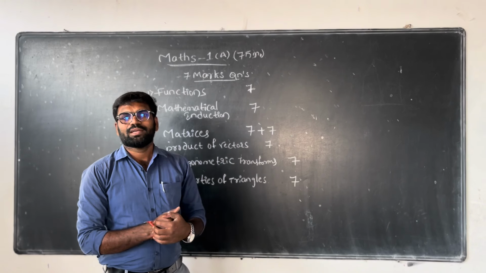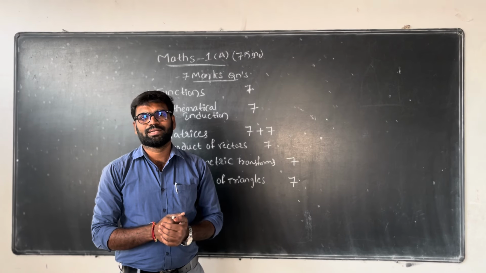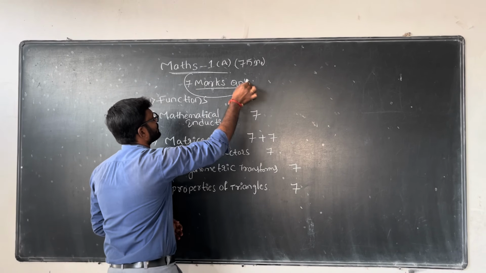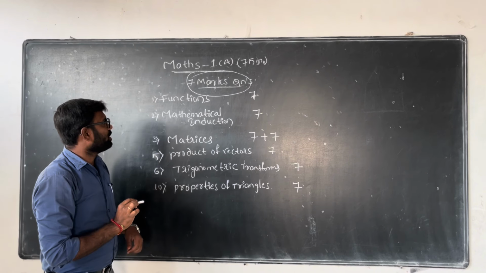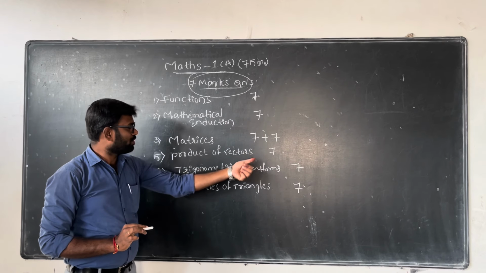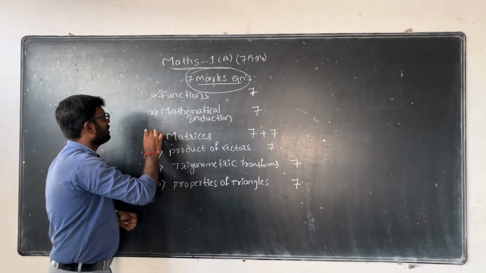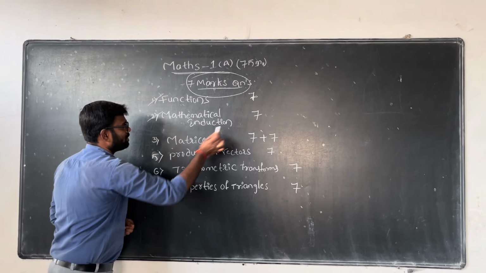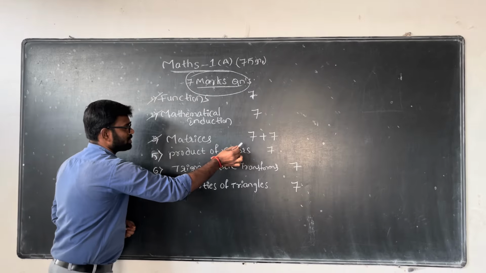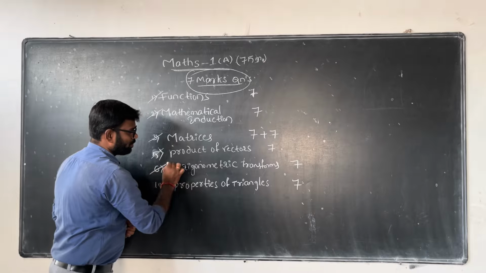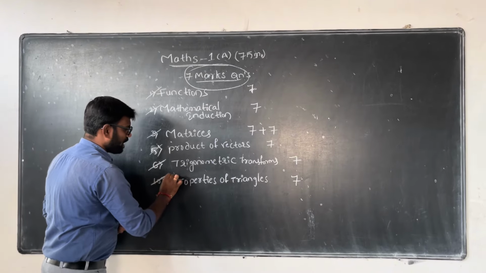Now today we are discussing first year mathematics A. Here we have 7 marks weightage. First of all, we have 7 marks from these chapters. First one, functions and mathematical induction, 1 question; matrices, 2 questions; product of vectors and trigonometric transformations and properties of triangles.